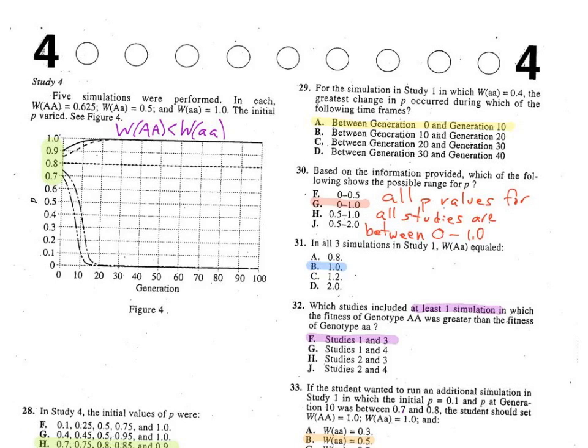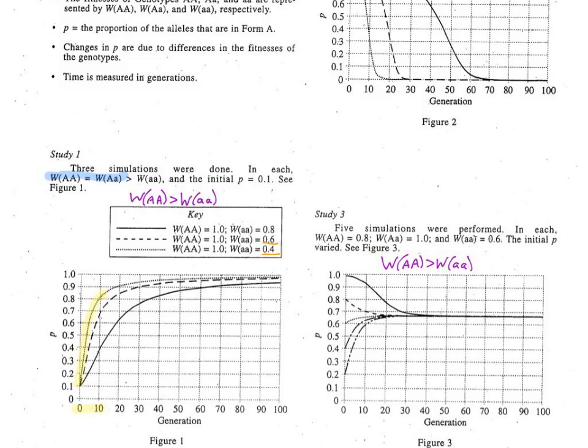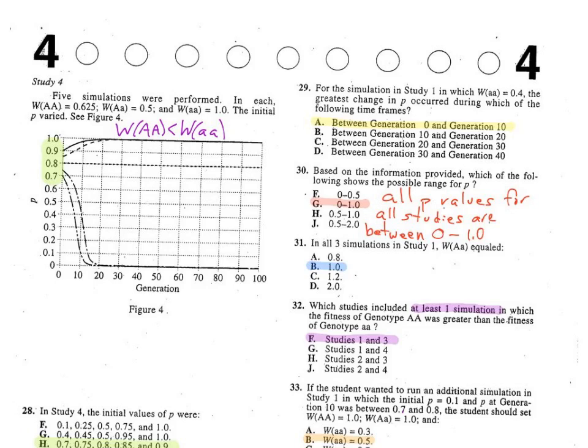Question 29 is asking us about study number 1. It asks, which of the following generation changes gave the greatest change in P in which W little a was 0.4? So we go back to study 1 and we first figure out that W little a 0.4, that was the tightly dashed line. So when I check that tightly dashed line, I notice that the P value increases rapidly from 0 to the 10th generation. Then it leveled out. Therefore, I'm going to choose choice A between generation 0 and generation 10.